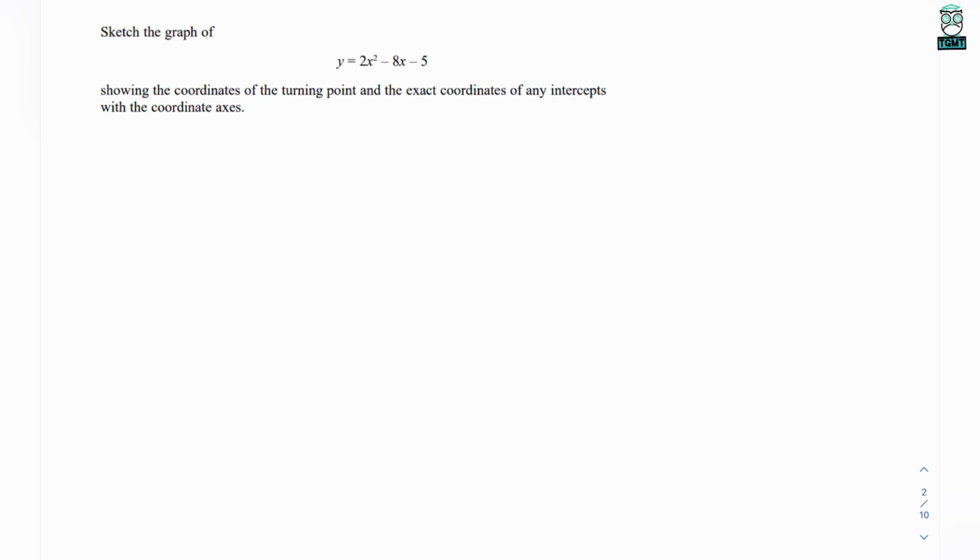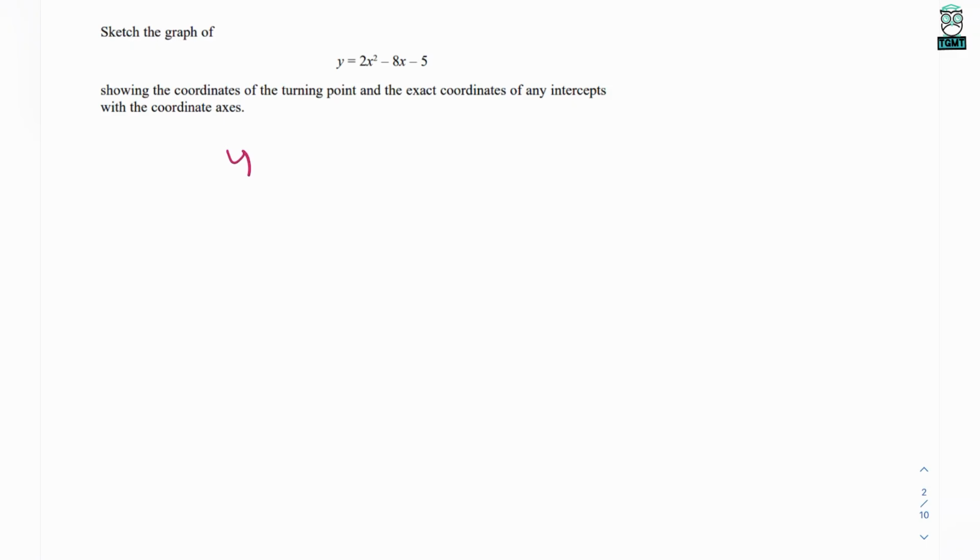I would probably start here by finding the turning point. Now if we find the turning point, we need to complete the square. With a 2x squared, we're going to have to first factorise out that 2 before we go about completing the square. Well, that's our first step in completing the square with harder quadratics.